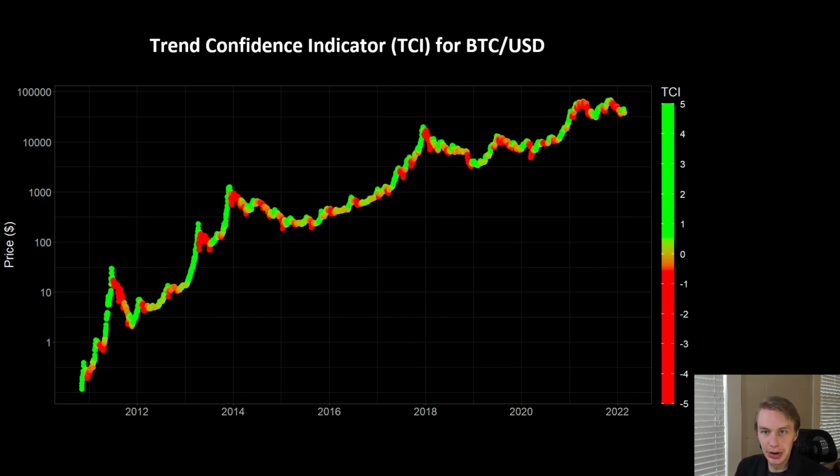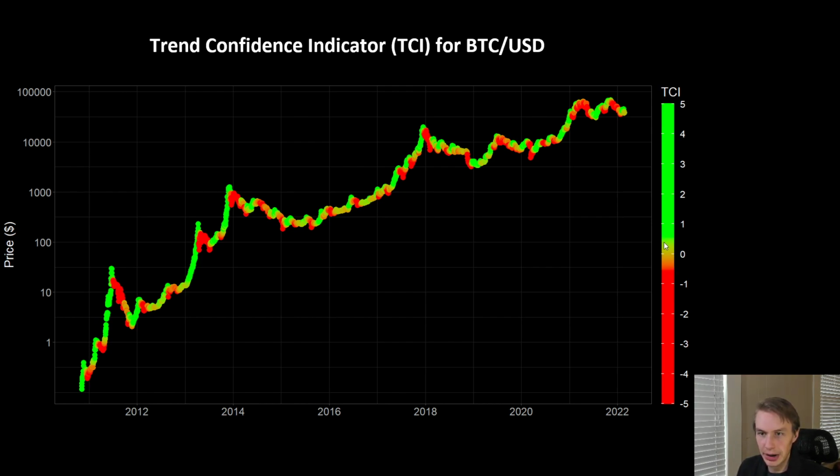So what I'm showing you in this graph is just the price of Bitcoin over time, color-coded to the trend confidence indicator's output. The trend confidence indicator doesn't have a set range, but for Bitcoin it ranges from around 4 to -4, though I've left the full range, -5 to 5. And 0 is that kind of critical level.